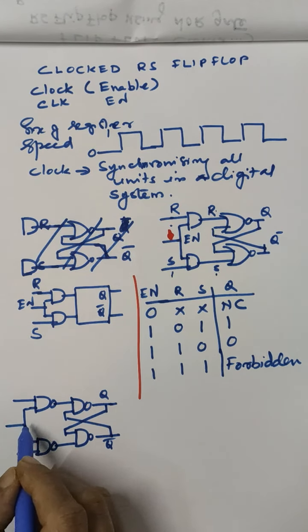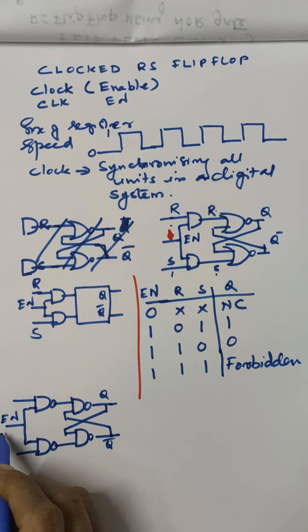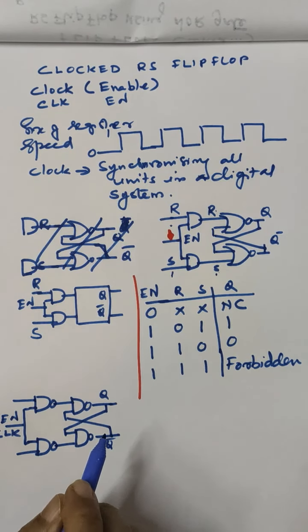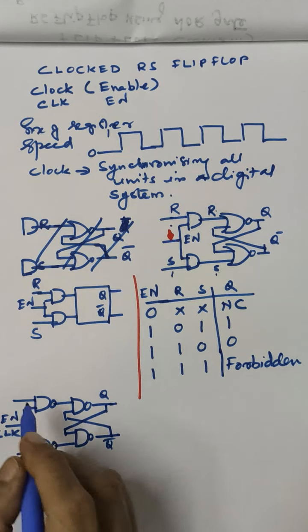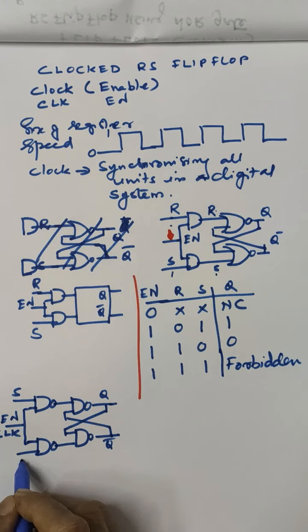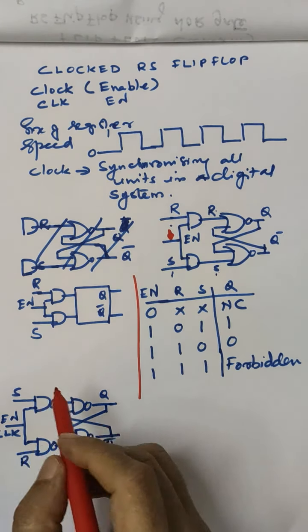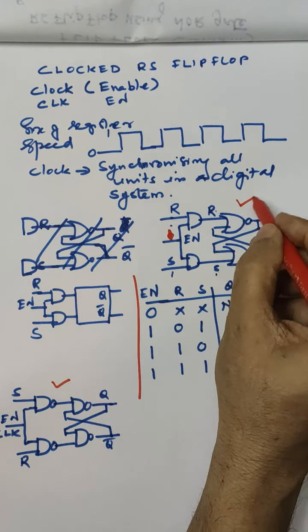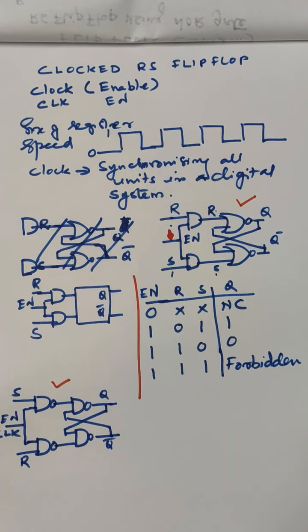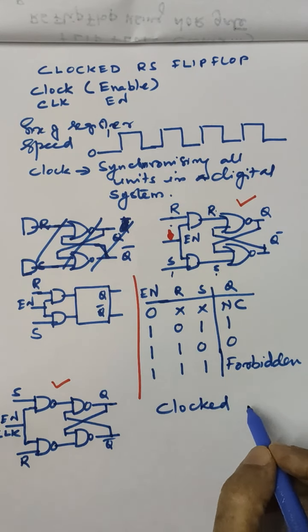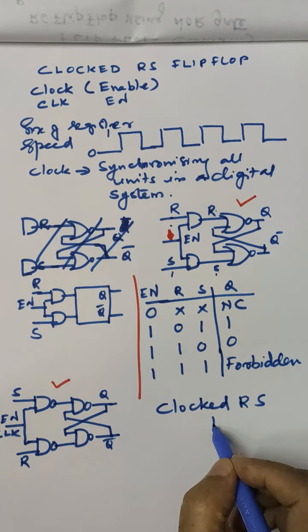So this is again an enable or clock. Both terminologies can be used. In some books you can see that it is written as clock. That depends on how we are using this. So this is S and this is R. So this is the circuit diagram of a clocked RS flip-flop.